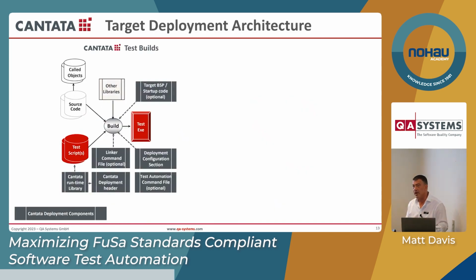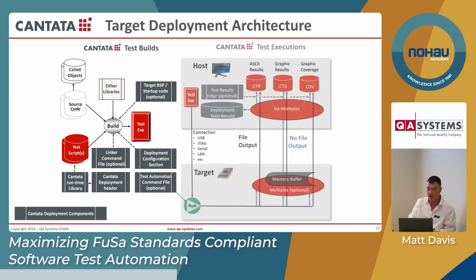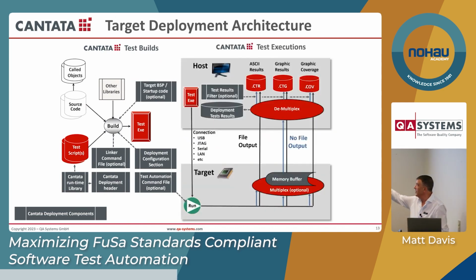I mentioned configuring it for a target. This is our deployment architecture. So actually, that target library consists of a number of things: the runtime library, a deployment header file, linker commands, target BSP setup code, etc., so that we can build and create a target executable. That executable is downloaded, flashed usually from the host to the target, and when executed on the target, if you have file I/O, it generates those 3 different styles of reports: ASCII text results, graphics, and coverage.